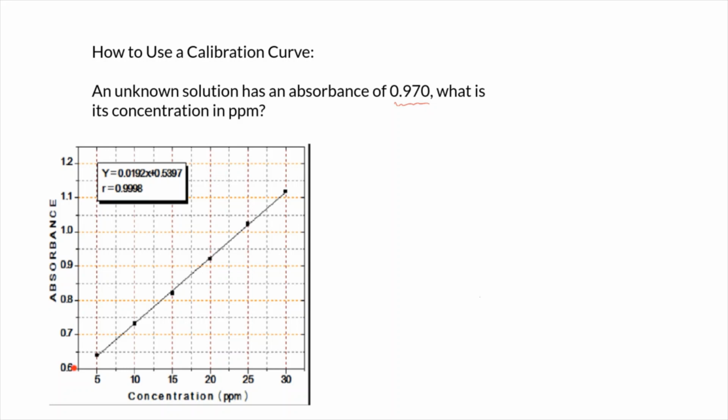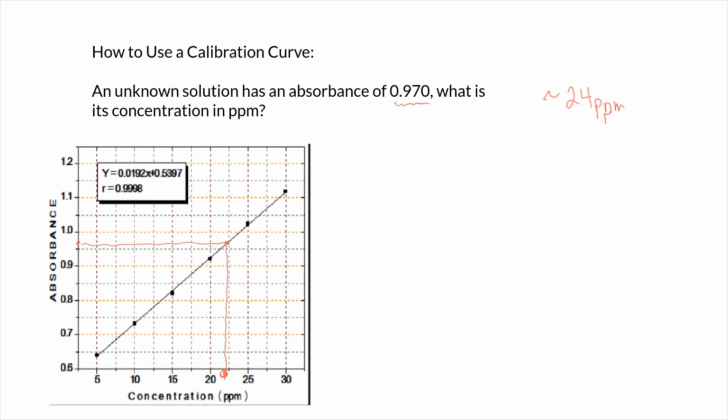I go onto my y-axis. I find 0.97, which is about here. I'm going to go across till I hit the line, and then I'm going to come down and read this value here. And it's probably about 24 ppm. Now, ppm stands for parts per million. So if I have a million total parts, only 24 of those are what we are looking for in this particular solution.